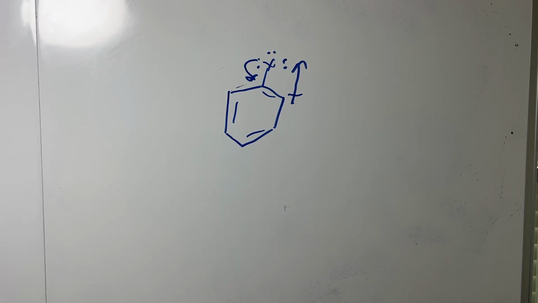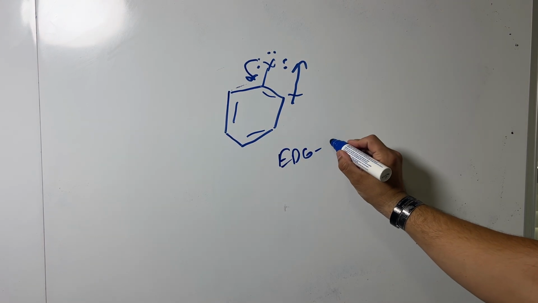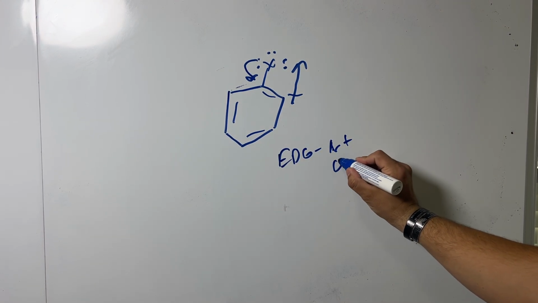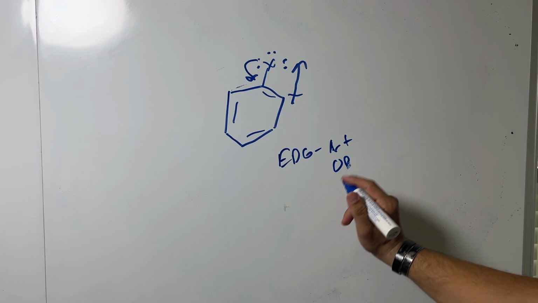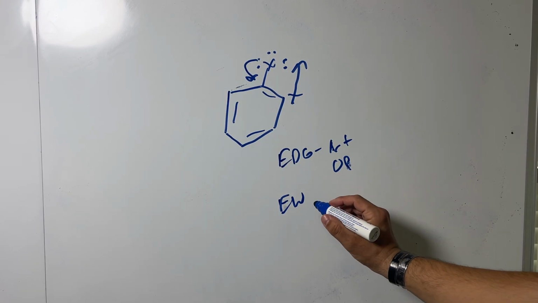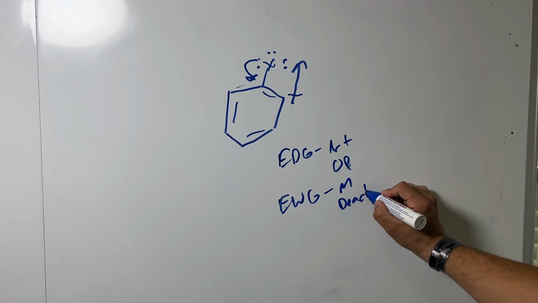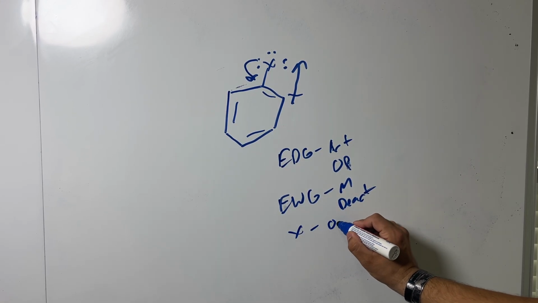So those are your main takeaways. So electron donating groups, those activate and they're ortho para. I don't know why I keep trying to make that an R. Electron withdrawing, those are meta and deactivating. Halogens, ortho para, deactivating.